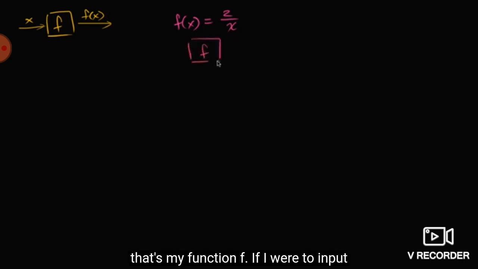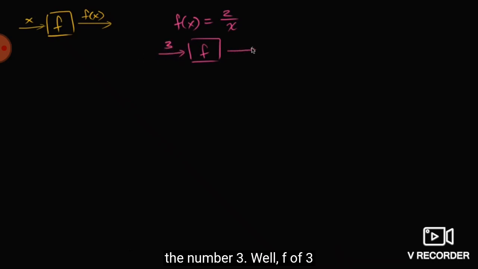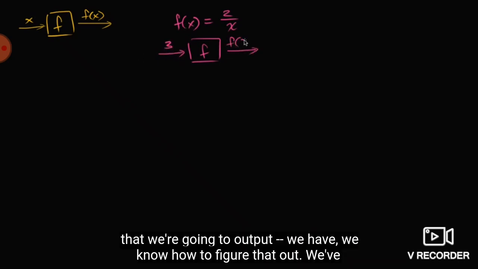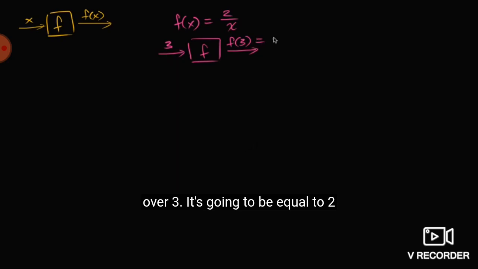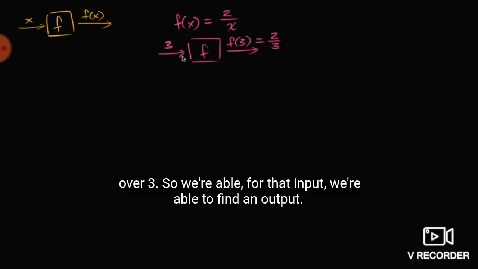So for example, let's say that we have the function f of x is equal to 2 over x. If that's my function f, and I were to input the number 3, well, f of 3 that we're going to output, we know how to figure that out. We've defined it right over here. It's going to be equal to 2 over 3. So for that input, we were able to find an output.